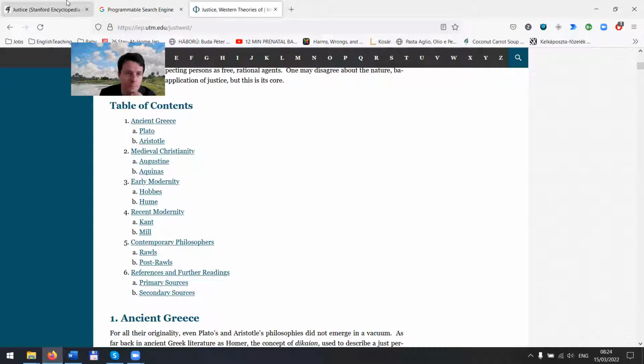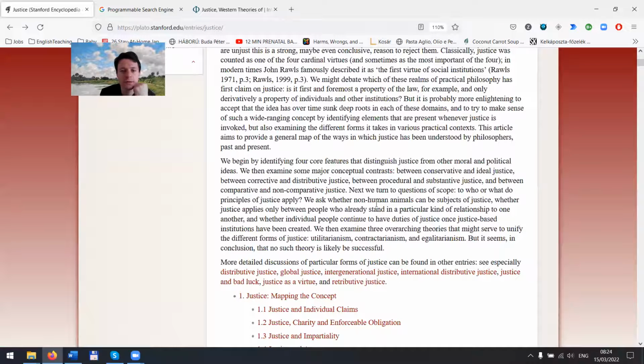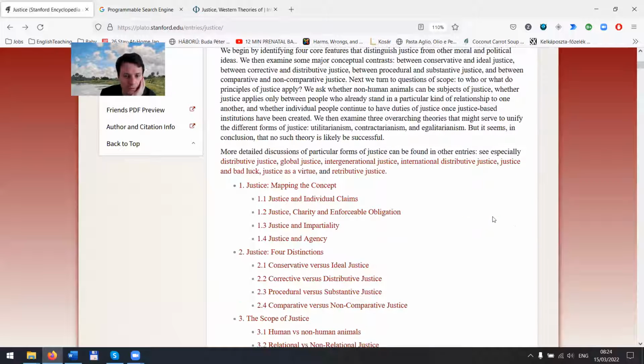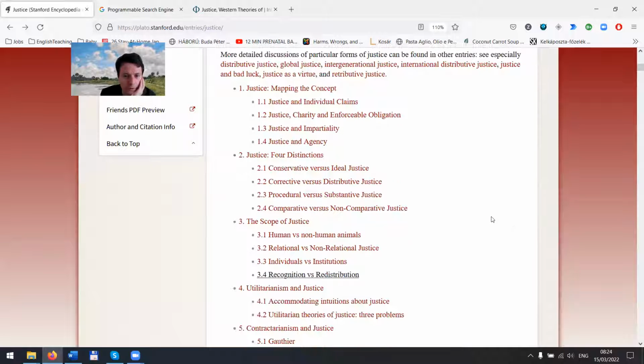reproduce these. If you look at justice here on the SEP, this is going to be more of a conceptual, a little bit more philosophical, less historical approach. And it's going to first map the concept. What does that mean? Well, obviously the concept justice has many different conceptions, many different ways in which people think about what they're talking about when they're talking about justice.